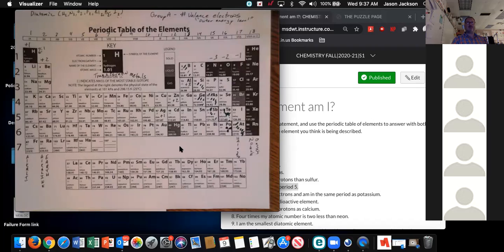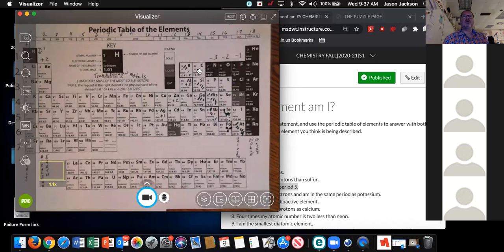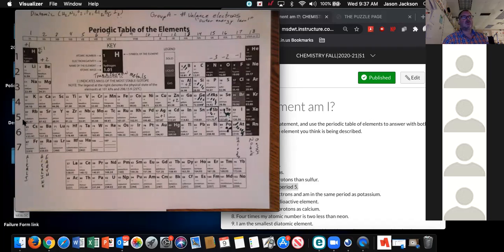Not lead. 10. Don't forget, we have 1 period here, 2, 3, 4, 5. It might be best to look over at the period numbers on the left side here.